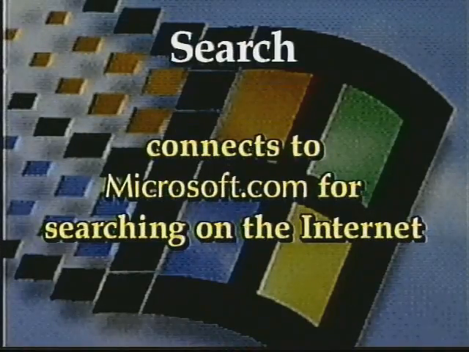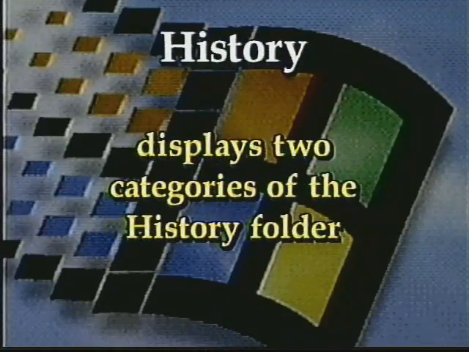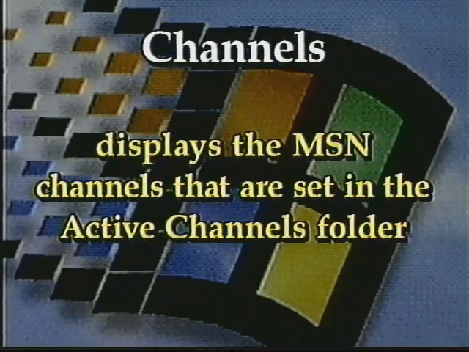The Search Explorer bar connects to Microsoft.com for searching on the Internet, so we can search web pages for information. The Favorites Explorer bar displays the Favorites folder for Internet Explorer. The History Explorer bar displays two categories of the History folder. The Channels Explorer bar displays the MSN channels we've set in the Active Channels folder.